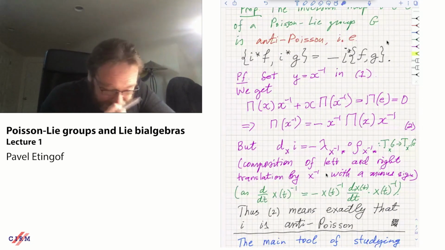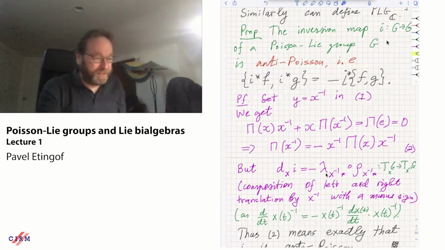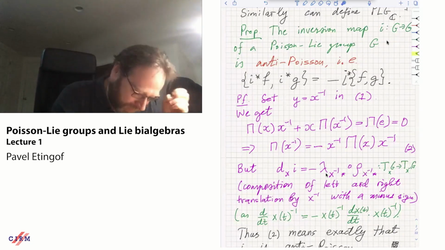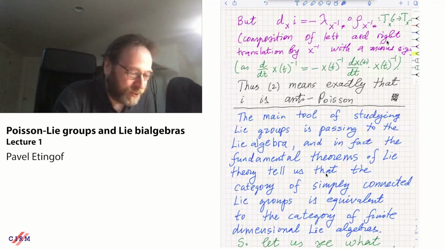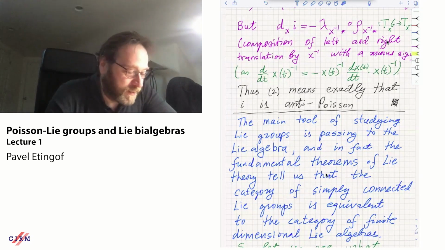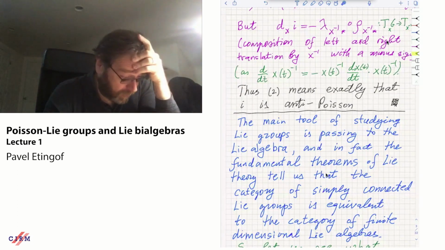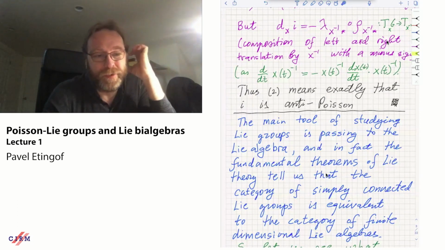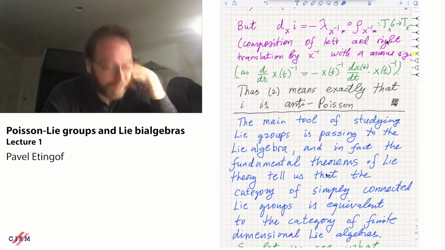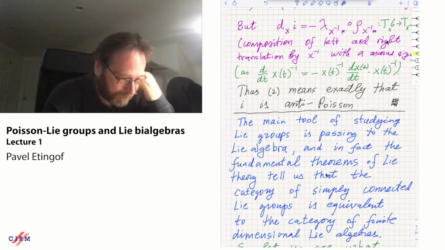Right, so there are very many of these structures, and we will discuss some important examples of them later. But let me say now that the main tool of studying Lie groups is passing to the Lie algebra, because that allows us to linearize the problem. And this is what's wonderful about Lie theory compared to differential geometry. In differential geometry, linear approximation tells you a lot, but it is not sufficient because you have higher order terms.